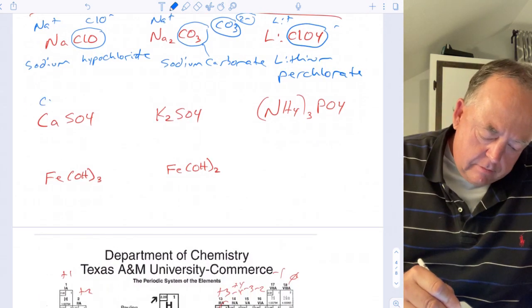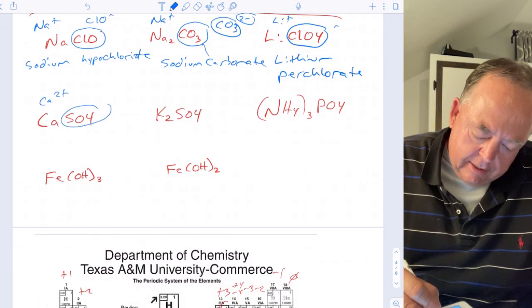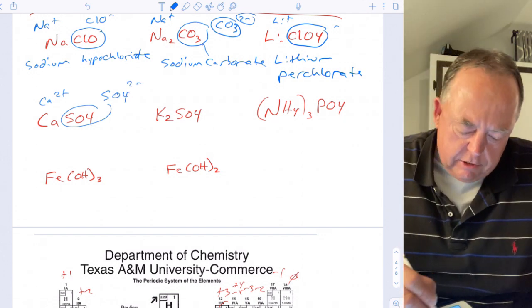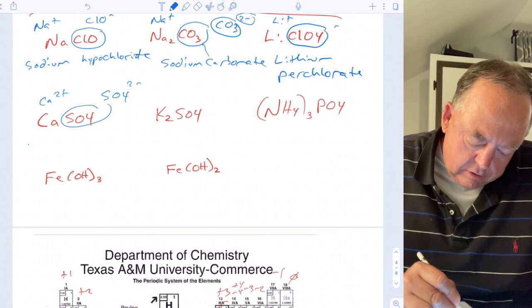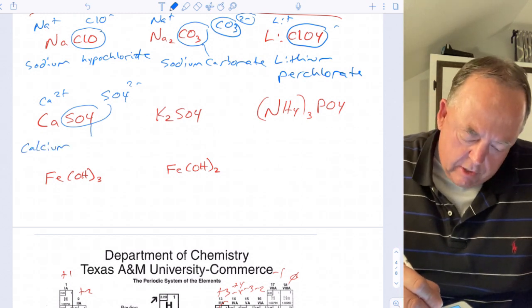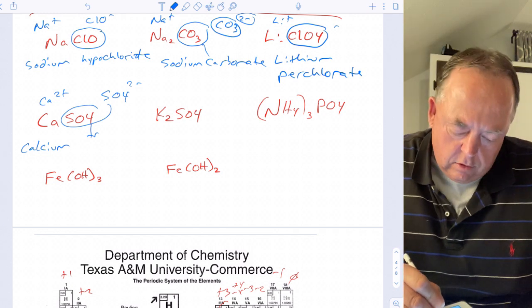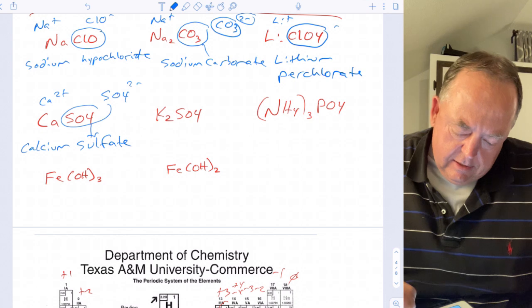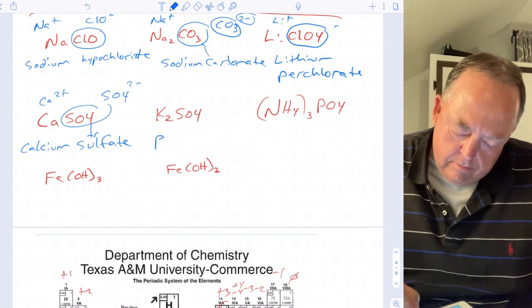Okay, here calcium has a +2 charge, and SO4 has a 2 negative charge, that's why there's one of each. But you have to recognize, Ca is calcium, so you name the metal as itself, but then you have to have this memorized. SO4 is called sulfate, right, so calcium sulfate.